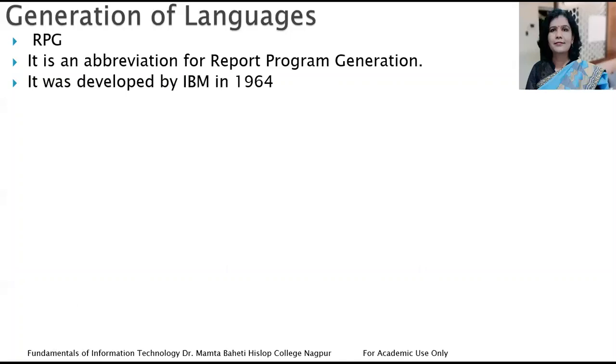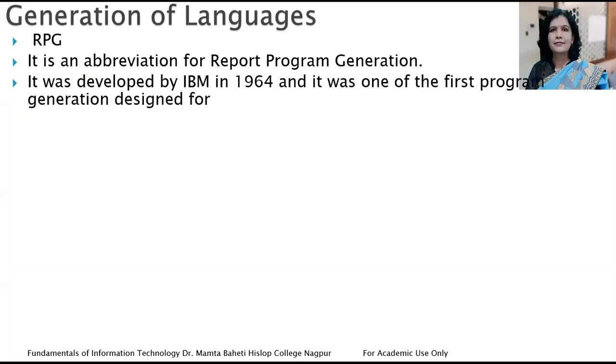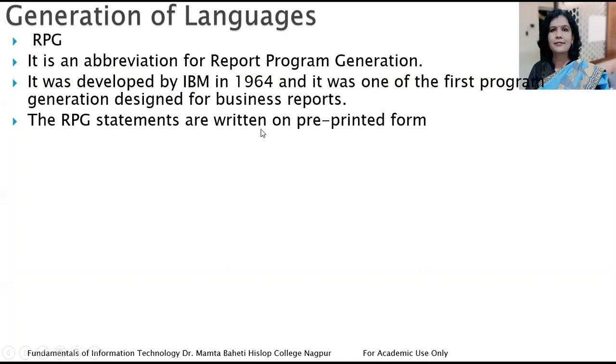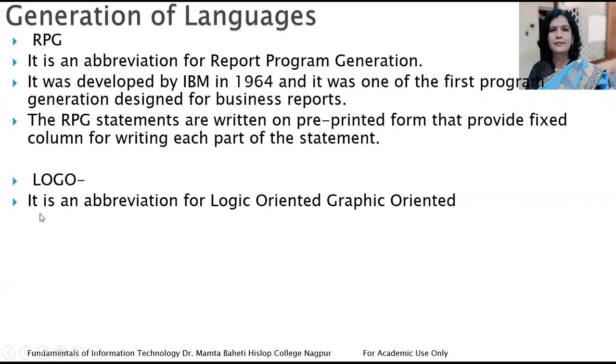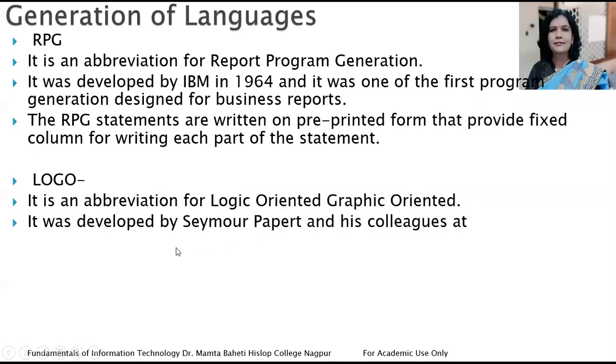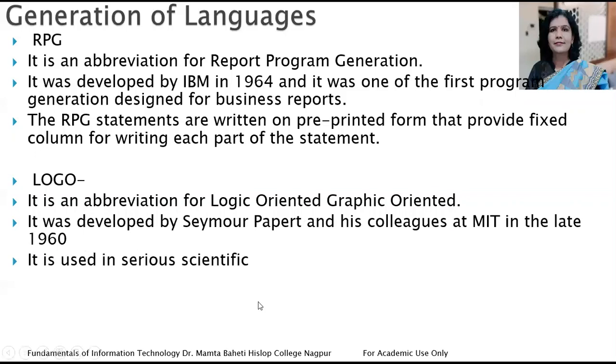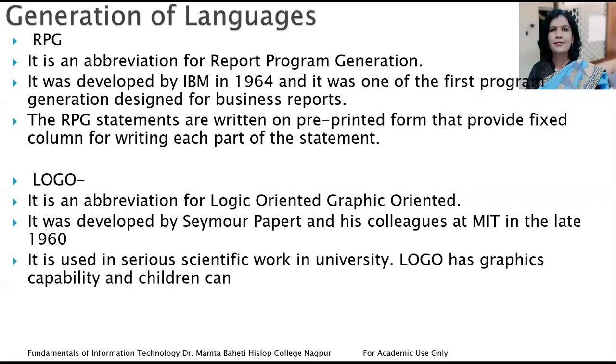It was developed again by IBM in 1964, and it was one of the first programming languages designed for business reports. The RPG statements were written on pre-printed forms and provided fixed columns for writing each part of the statement. So it was very easy for generation of reports. Next was Logo, logic oriented, graphic oriented. Many graphical designs were created in it, and certain scientific work was also carried out.